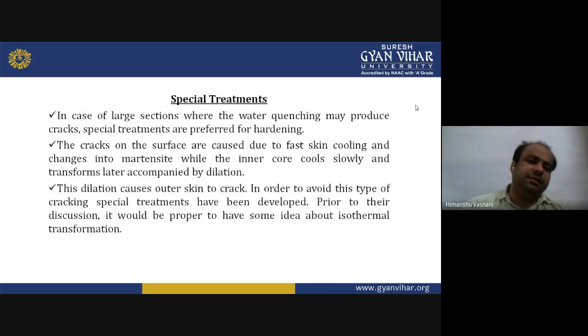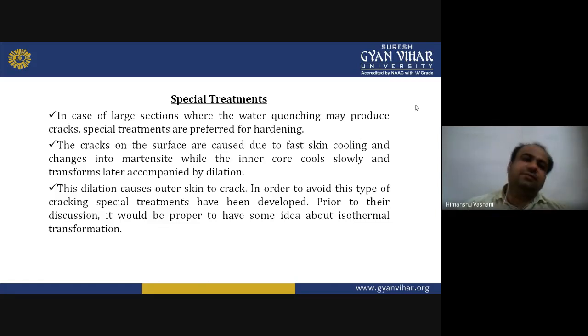Now, special treatments are there for other processes. Now we study special treatments. In case of large sections where water quenching may produce cracks, special treatments are preferred for hardening.